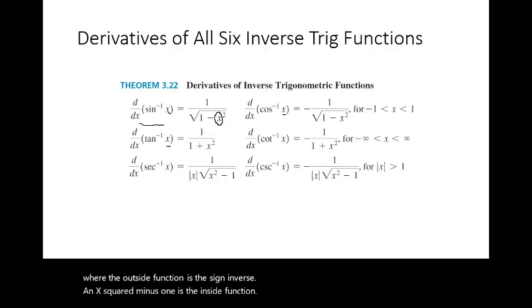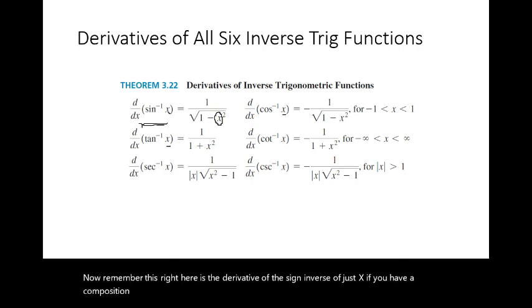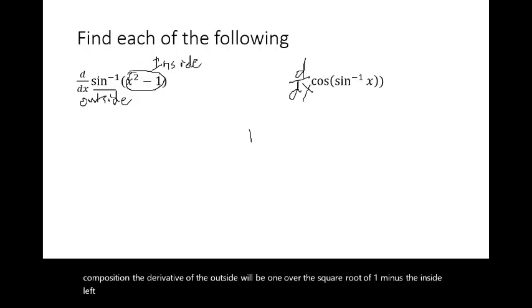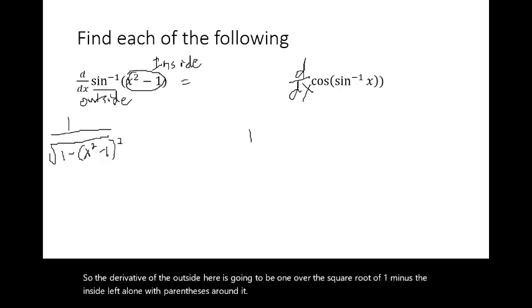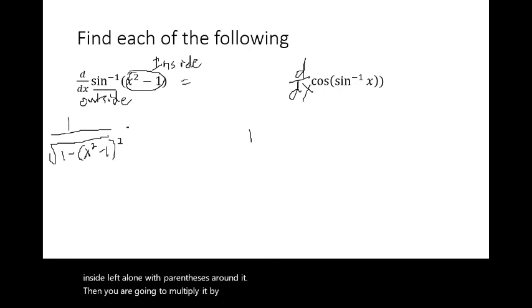Now remember, this right here is the derivative of the sine inverse of just x. If you have a composition, the derivative of the outside will be 1 over the square root of 1 minus the inside left alone squared. So the derivative of the outside here is going to be 1 over the square root of 1 minus the inside left alone with parentheses around it squared. Then you are going to multiply it by the derivative of the inside. Derivative of x squared minus 1 is 2x.